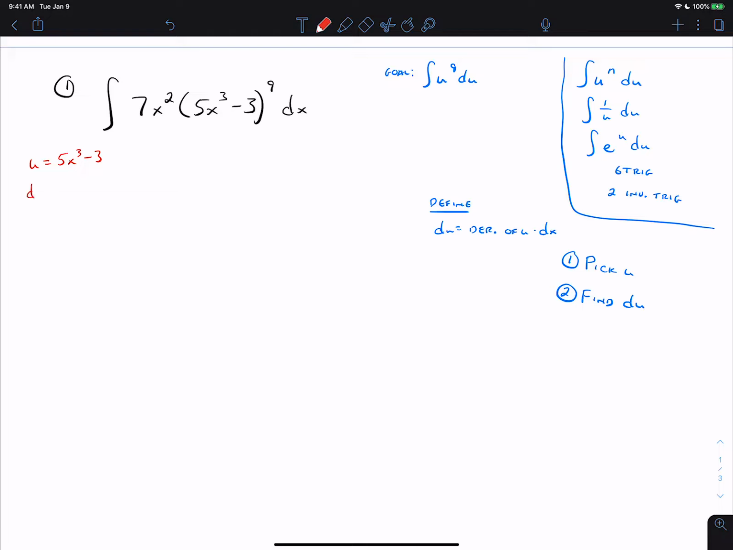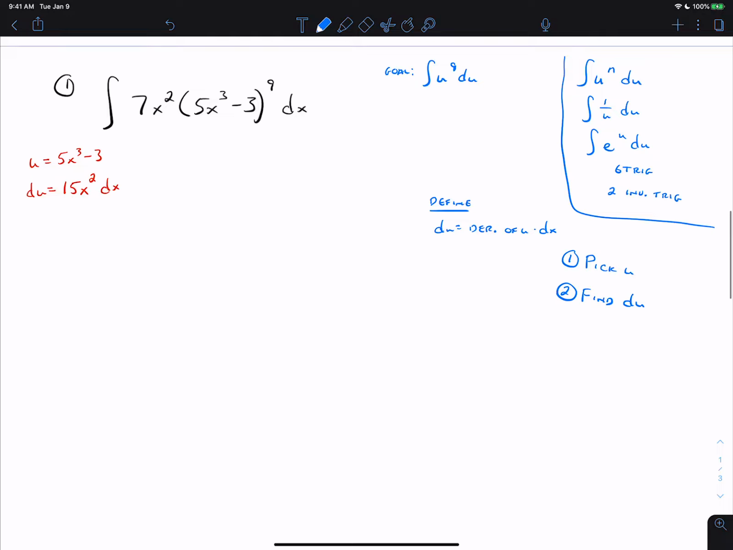Okay, so we're going to define du to mean the derivative of u times dx. So we come back over here, and when we pick u as 5x cubed minus 3, then du is the derivative of that, 15x squared, times dx. Okay, so we pick u and we find du. And then the third step, which takes some work, and in some cases takes a lot of work, is we force the problem, or we manipulate the problem, to match the form we want.